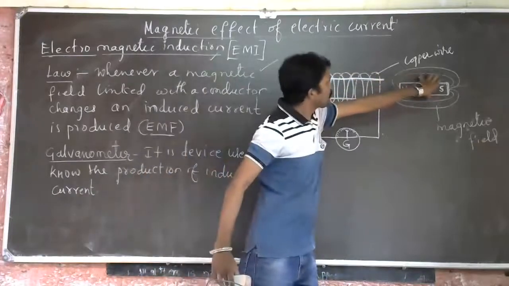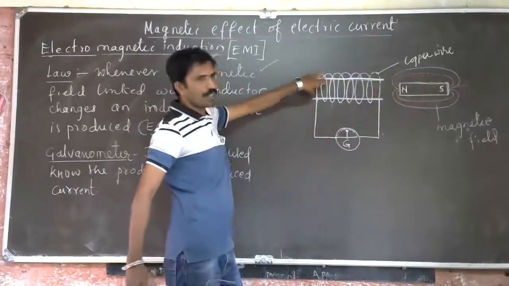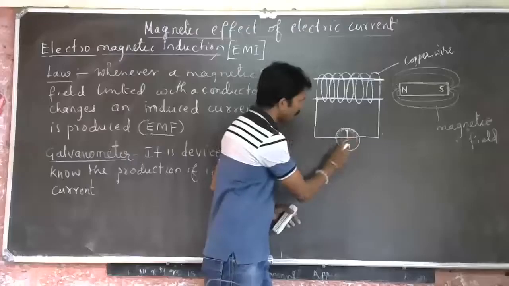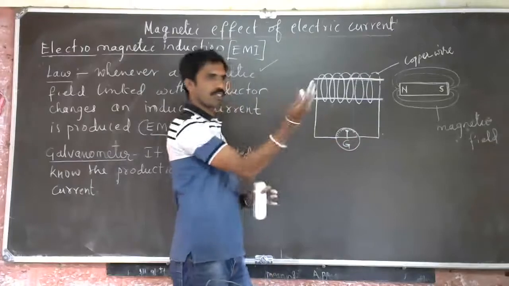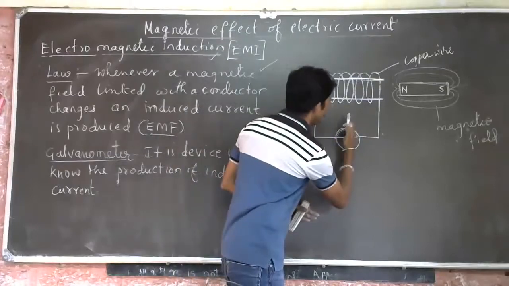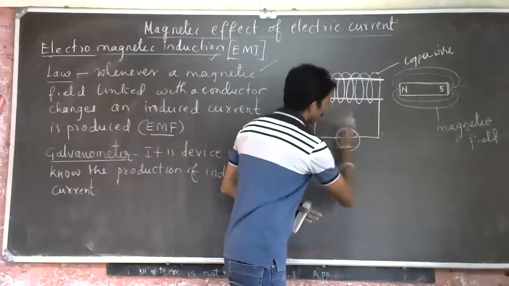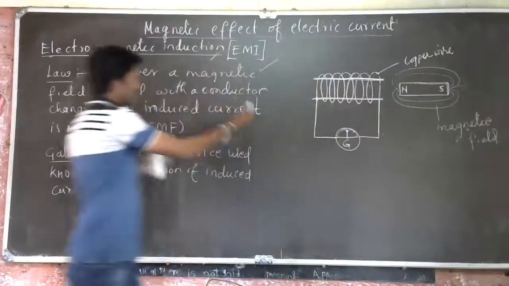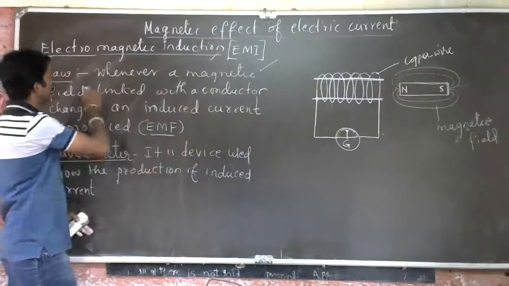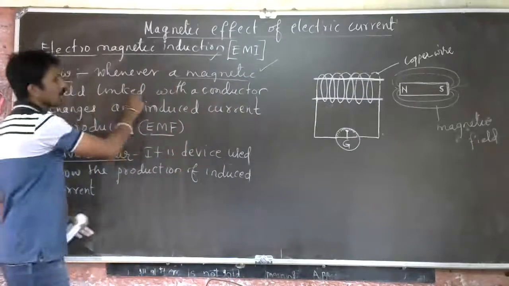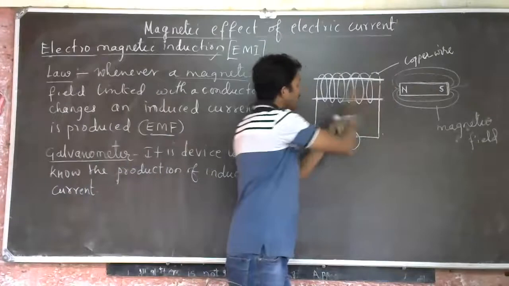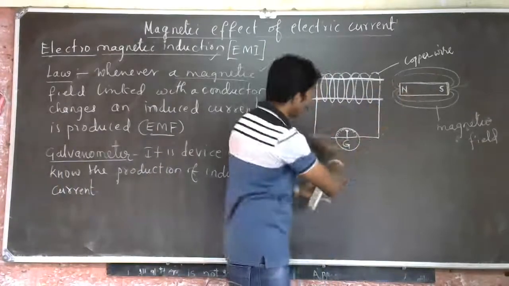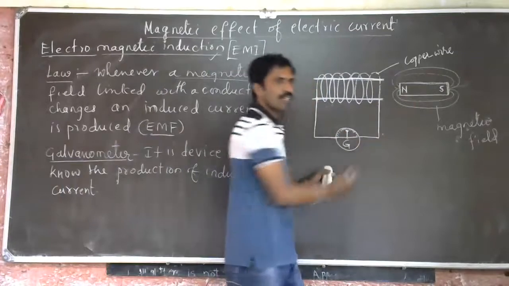So this magnet is pushed inside the coil. When it is pushed inside the coil, the needle of the galvanometer shows deflection. It was straight, and it shows deflection now. When it is pushed, what happens actually? The magnetic field linked with the conductor changes. Means when you push it, electricity is produced and the galvanometer shows the deflection.